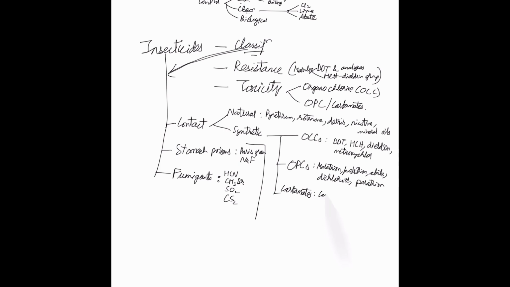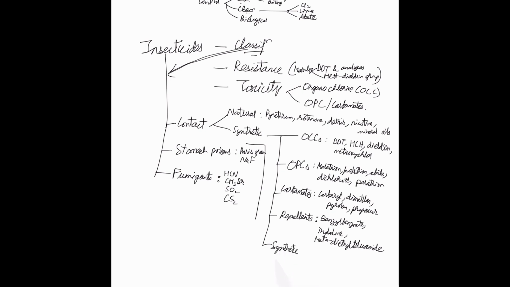OPC compounds, we have malathion, fenitrothion, abate, dichlorvos, and parathion. Next category, we have carbamates, which consist of carbaryl, dimethylan, pyrolan, and propoxur. Repellents, we have benzyl benzoate, indalone, and diethyltoluamide. Synthetic pyrethroids, we have resmethrin, bioresmethrin, allethrin, and permethrin.